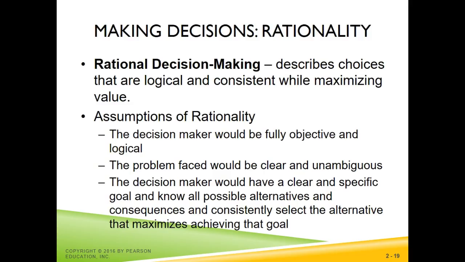So we assume that managers will use rational decision making. That is, they'll make logical and consistent choices to maximize value. After all, managers have all sorts of tools and techniques to help them be rational decision makers. Managers aren't always rational. What does it mean to be a rational decision maker? A rational decision maker would be fully objective and logical. The problem faced would be clear and unambiguous, and the decision maker would have a clear and specific goal and know all possible alternatives and consequences. Finally, making decisions rationally would consistently lead to selecting the alternatives that maximize the likelihood of achieving the goal. So this is a very analytical process.